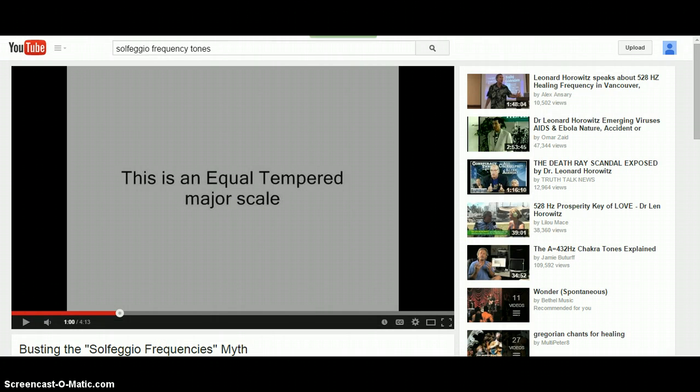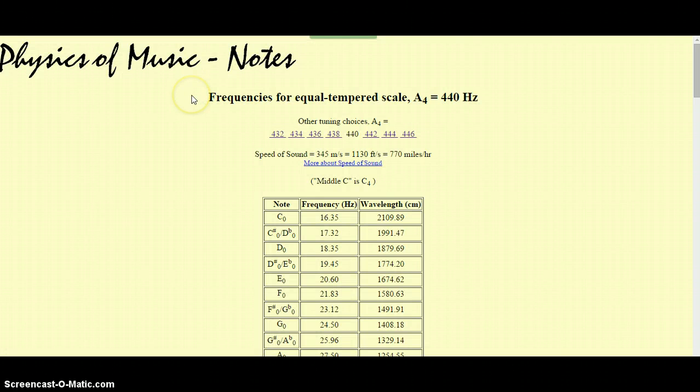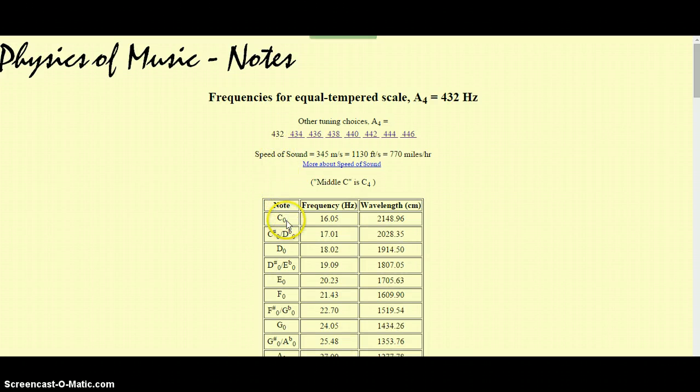and we're going to look at the frequencies of musical notes. This is a website, www.phy.mtu.edu. I believe it's Michigan Technological University. On this particular chart, it's a physics site, frequencies for equal tempered scale. This particular one is 440, but you can click on 432, and you will notice that as you do that, all of these numbers change.